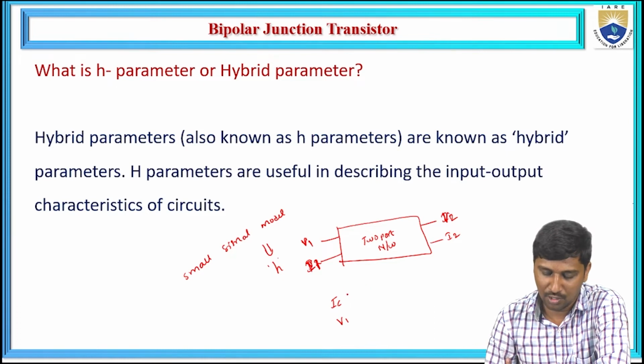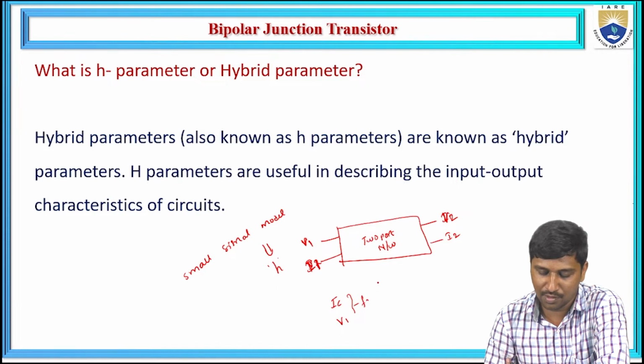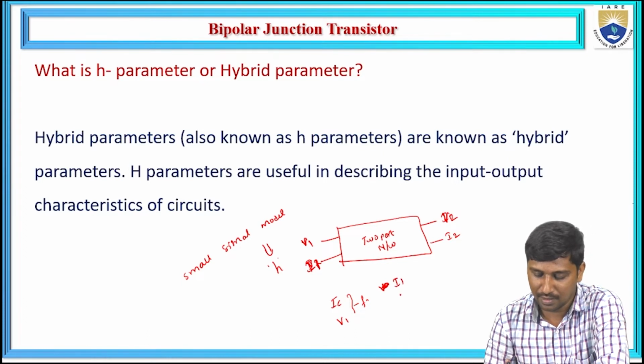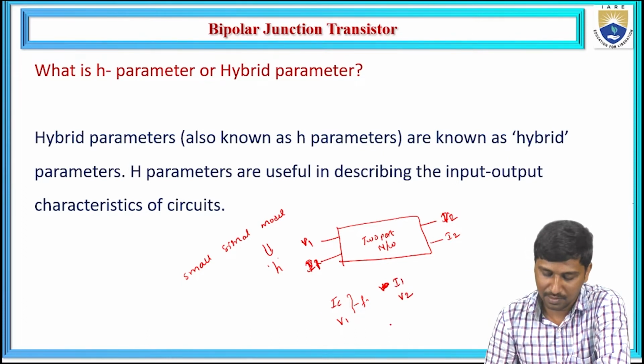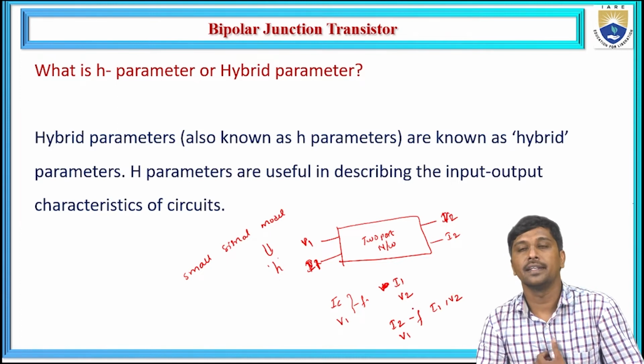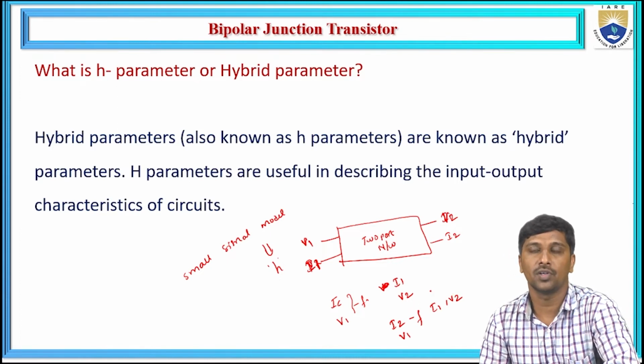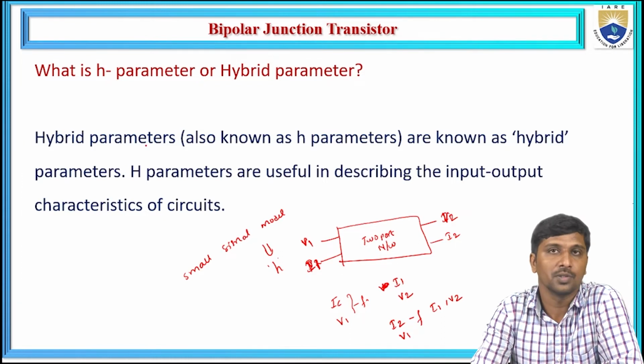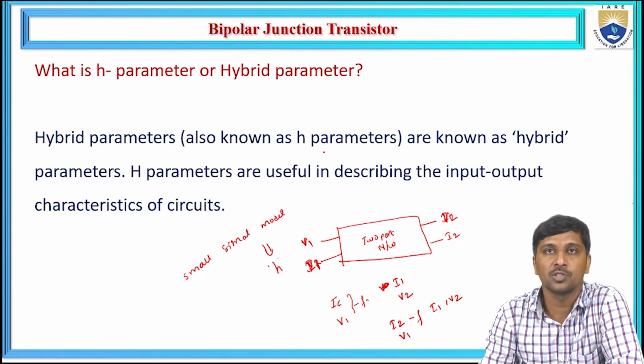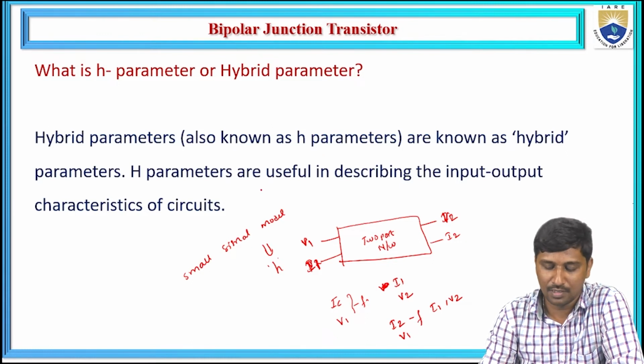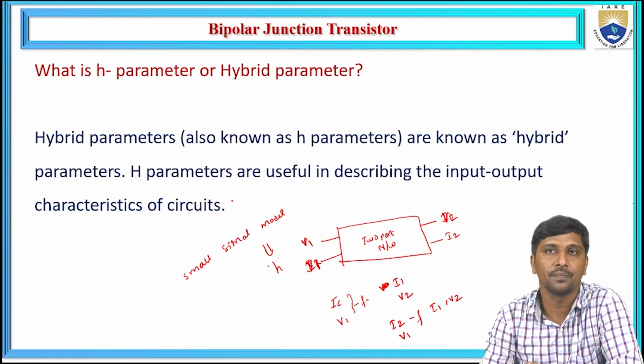So the output current I2 and input voltage V1 are functions of I1 and V2. That defines the small signal model, or H model. Hence the hybrid parameters, also called the H parameters, are useful for describing the input and output characteristics of the circuit.